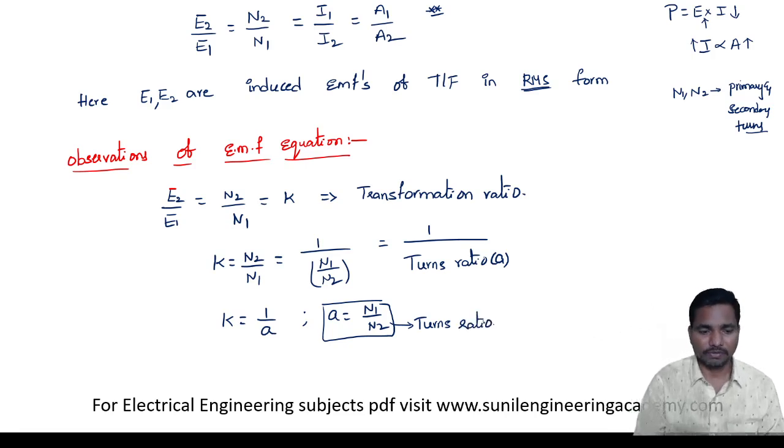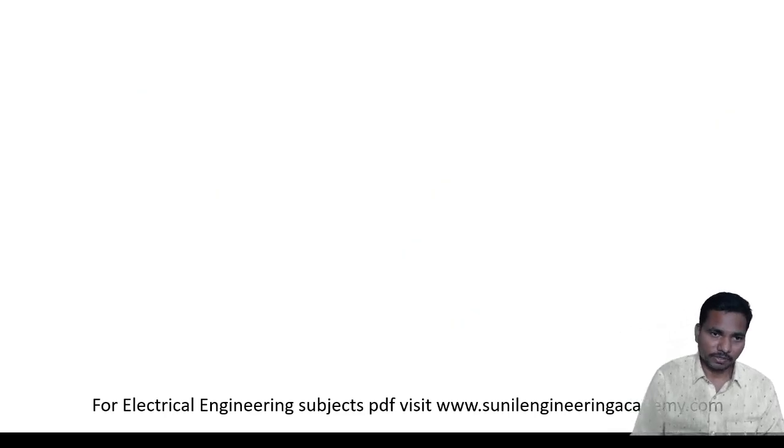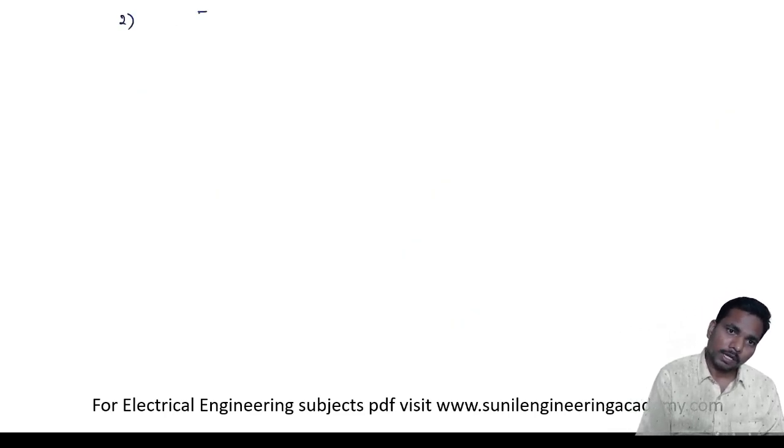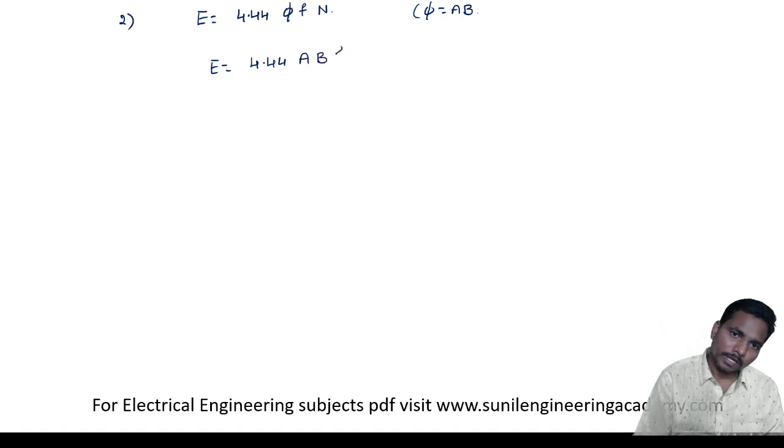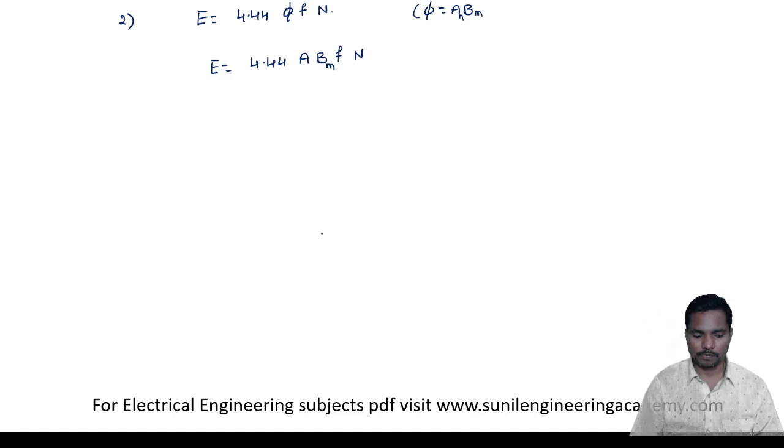Okay. Second observation. EMF E is equal to 4.44 phi f N. So I am substituting here phi is equal to A into B. Okay. E is equal to 4.44 A B f N. B is nothing but B max. A is nothing but net cross section area.